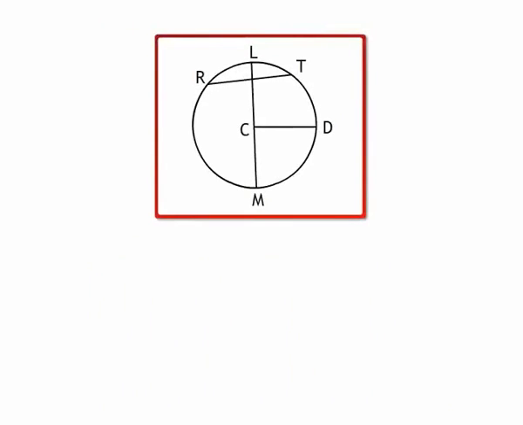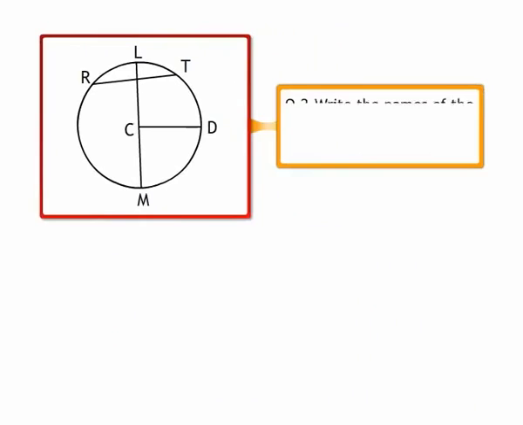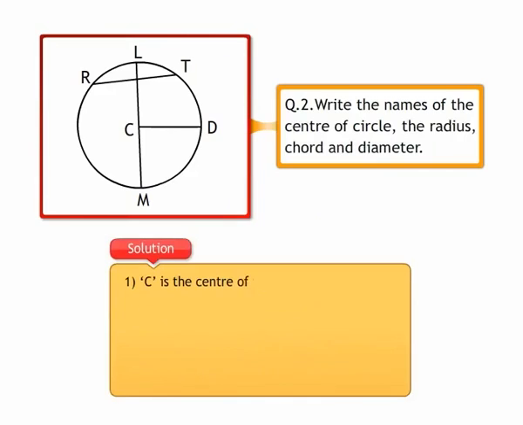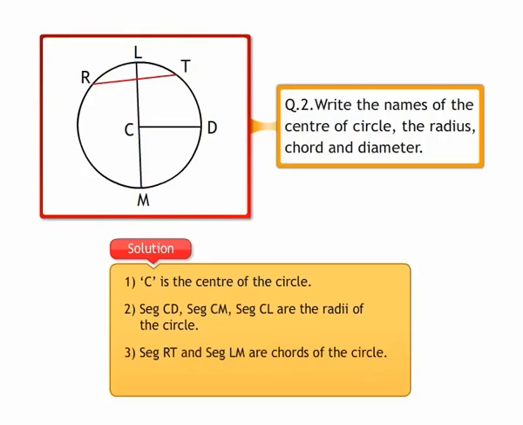Look at the next figure on your screen and write the names of the center of circle, the radius, chord and diameter. Solution. 1. C is the center of the circle. 2. Segment CD, segment CM, segment CL are the radii of the circle. 3. Segment RT and segment LM are chords of the circle. 4. Segment LM is the diameter.